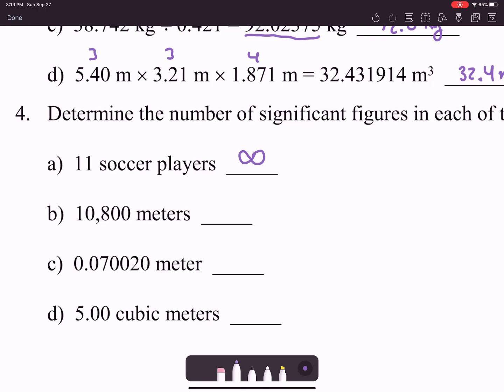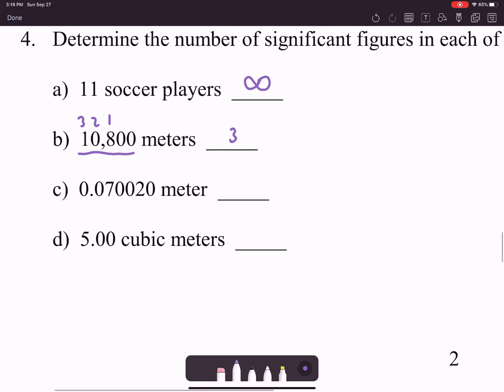This has no decimal point in it, so that's absent. We count from the right at the first non-zero number and keep counting. So 1, 2, 3. This is 3. This has a decimal point present, so we're going to count at the first non-zero number from the left. 1, 2, 3, 4, 5. And then this one has 3.